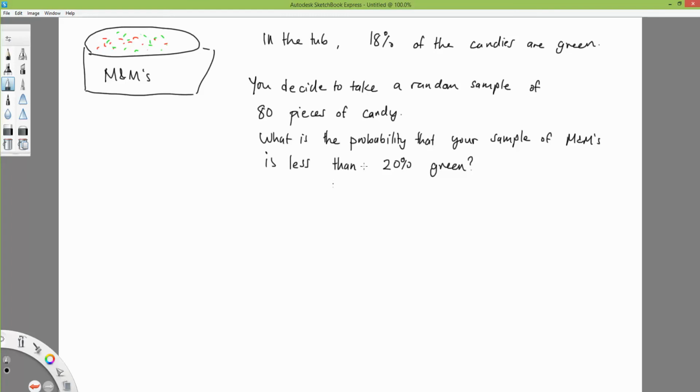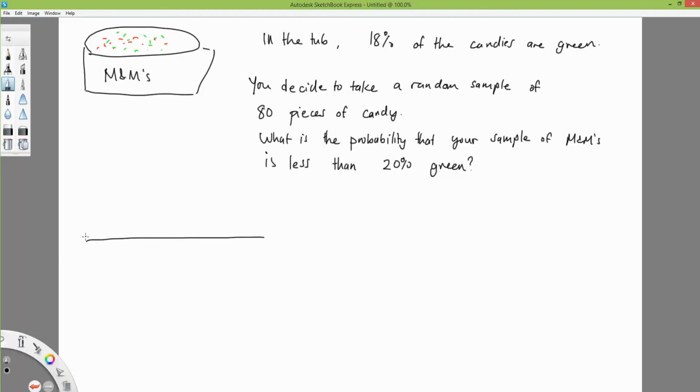And it says we're taking a random sample of 80 pieces of candy, and we're asking what is the probability that your sample of M&Ms is less than 20% green, okay? So here we've got a sampling distribution, and we said the sampling distribution can be approximated by a normal distribution. We're not asking about individual pieces of candy, we're asking about a sample of candies, and that's why we know it's a sampling distribution. We're asking about properties of the sampling distribution, okay?